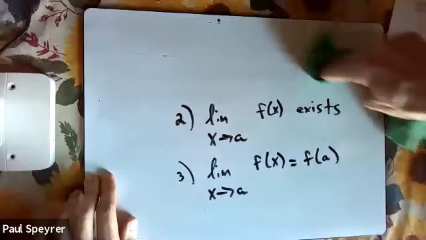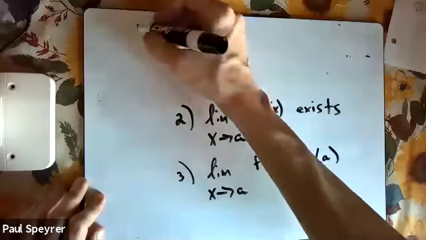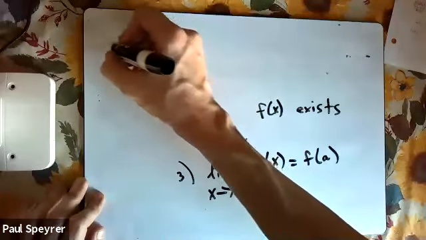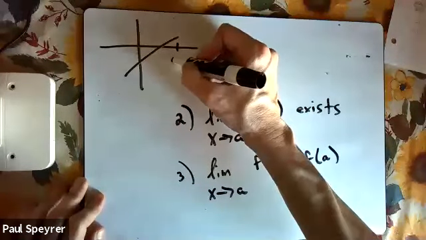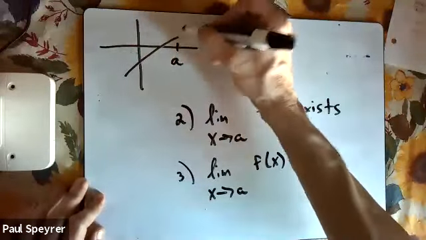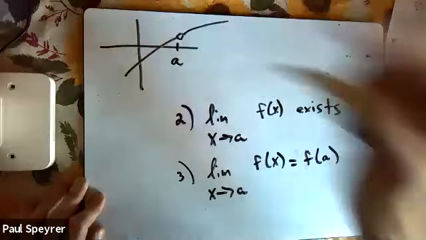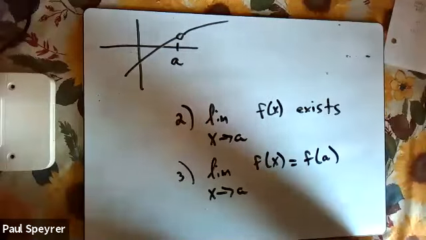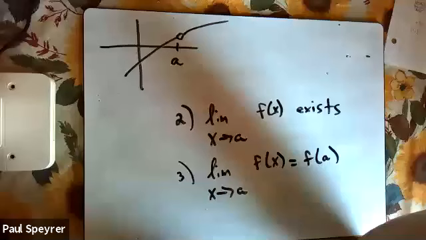All right, so I'm going to give you an example of where something is not defined. So let's say we have a graph. Here's that x value a, and you have a nice open circle right here. Remember, if you have an open circle, that means not included. So it's not included, it is not defined.